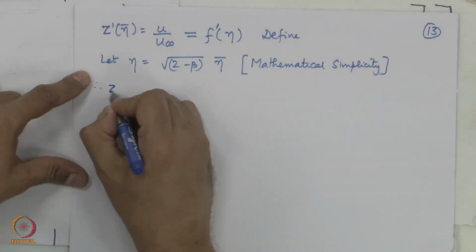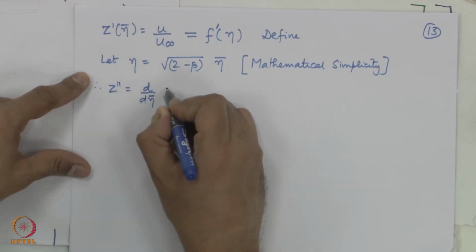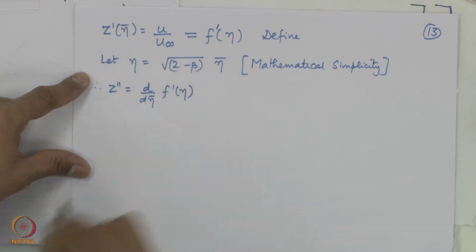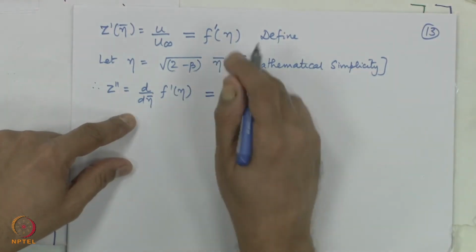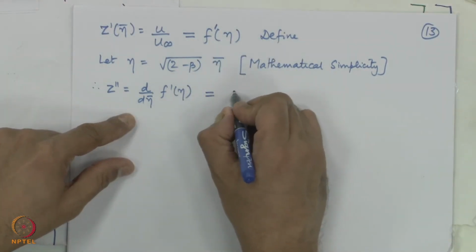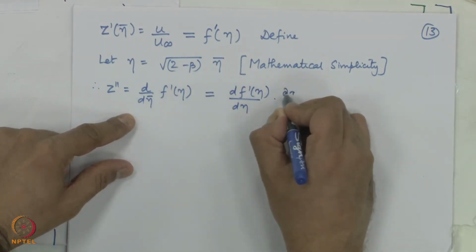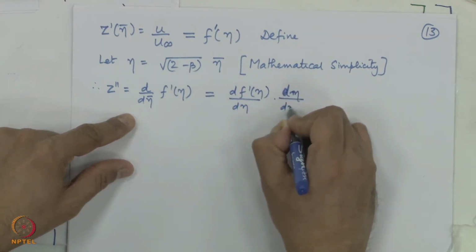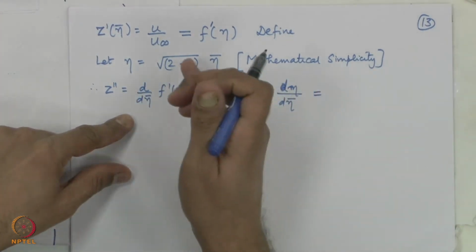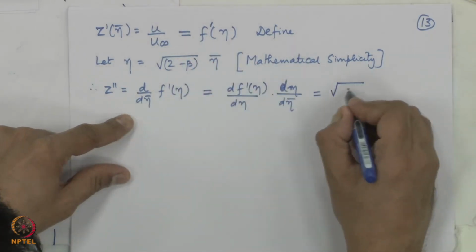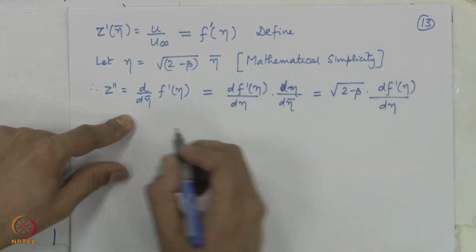Therefore, z double prime is equal to d by d eta bar of f of this. Correct? Second derivative is the same as the second derivative of this, just that this is with a new variable. So, I will write this as df prime of eta d eta divided by d eta bar, because this is only related this way, which gives me, on differentiation, under root 2 minus beta df prime of eta divided by d eta. So, what does this tell me?